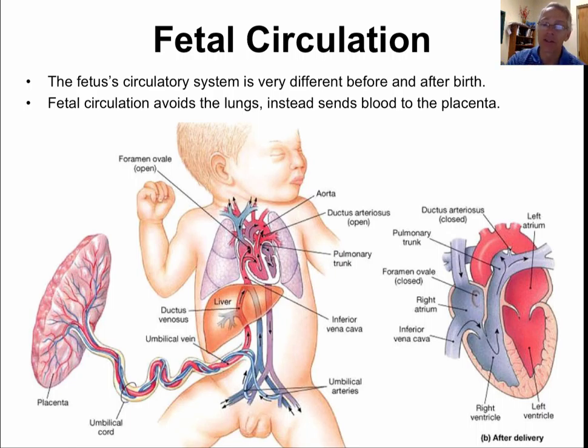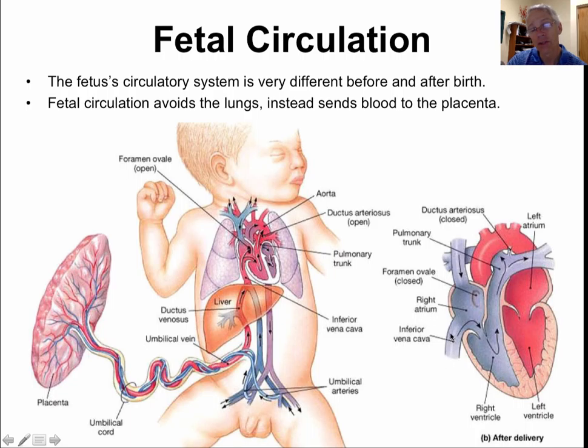The other major differences in the circulation are in the heart or near the heart. There is an opening called the foramen ovale. That foramen is a window. That's sort of what foramen means. So there is an opening that connects the right atrium and the left atrium of the heart.